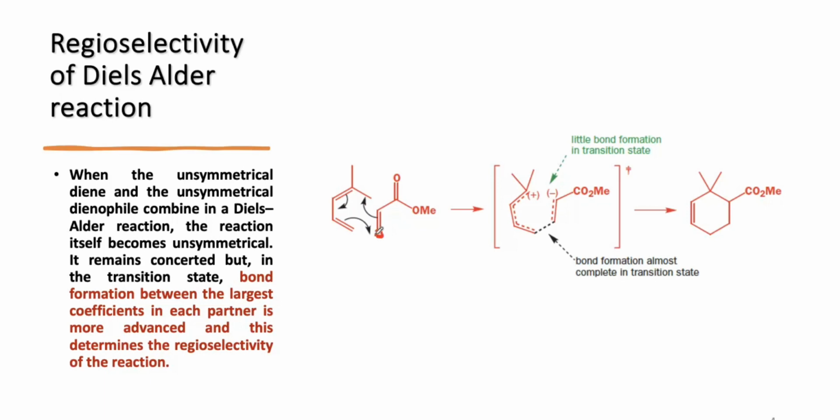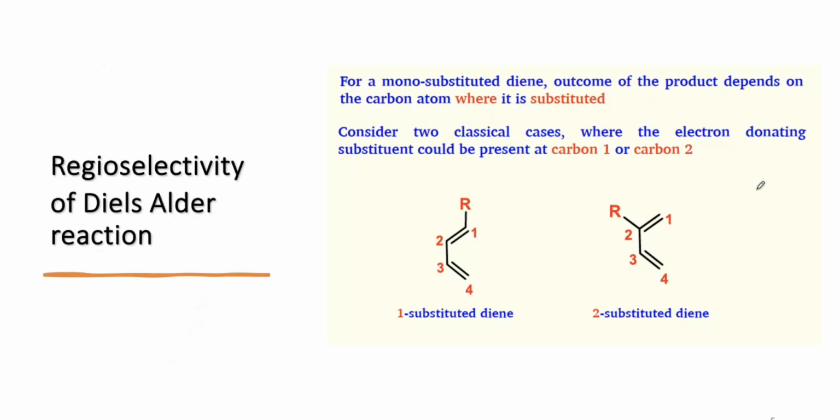or largest coefficient for this dienophile is this carbon, and the largest coefficient for the diene is this carbon. So these two carbons are more probable to react, and it will result in the formation of this product regioselectively.